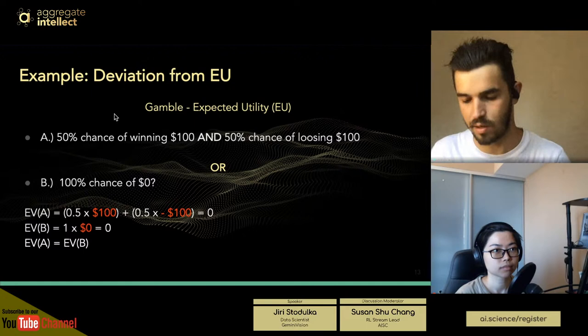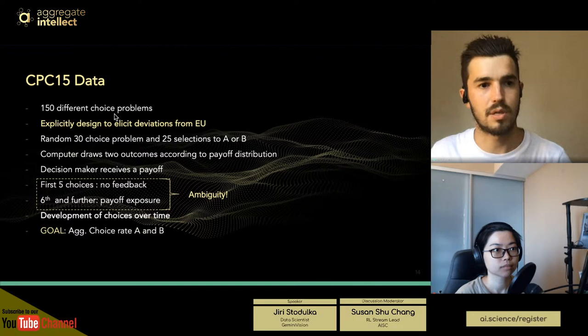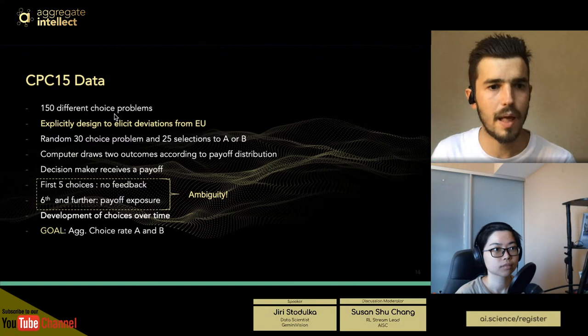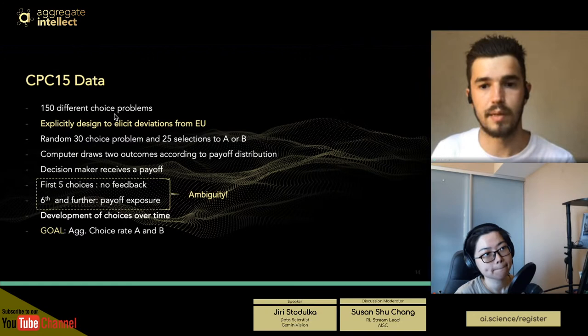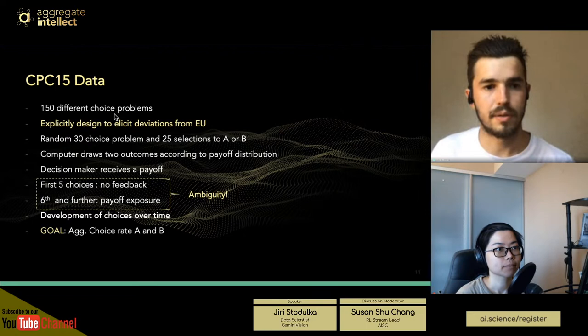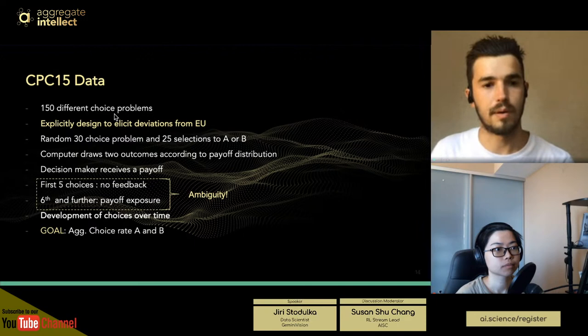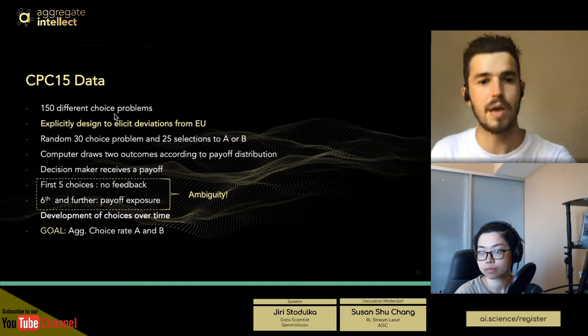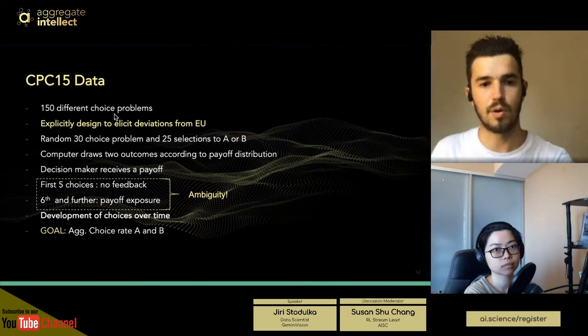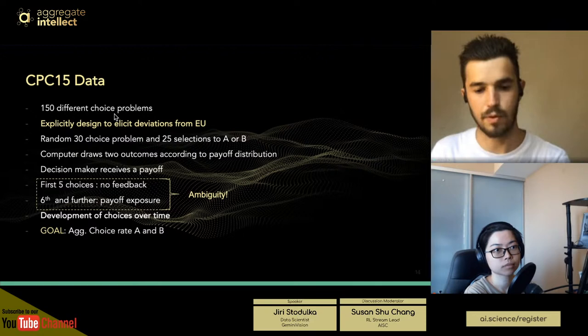So talking about the data the researchers used for this experiment, there were 150 different choice problems, explicitly designed to elicit deviation from the expected utility. And they asked people, the first choices in this setting were with no feedback from the computer, but the rest of the choices actually exposed the payoff to people, which means some ambiguity, because imagine a scenario when you are playing a game and for a certain time you are having no feedback, and then you are getting some feedback. It makes you a little bit imbalanced about your choices, right? Also, since these were the first 25 choices, there is some development over time. This is how the data set was made.